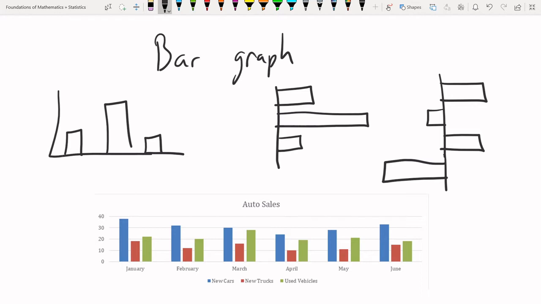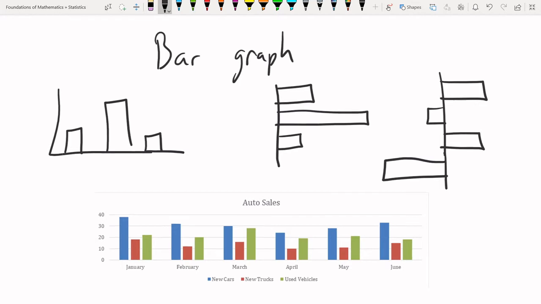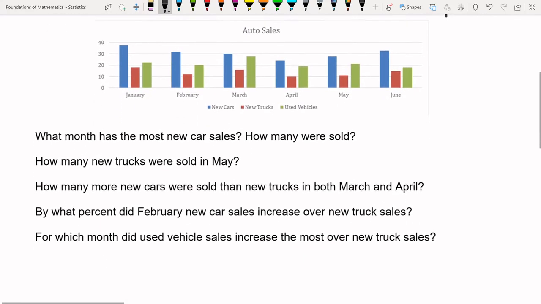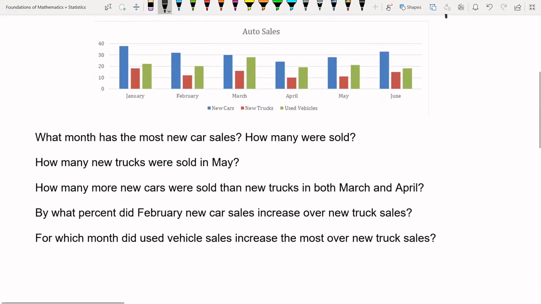But the one I have here is for auto sales, and I have some questions to answer on it. We're looking at auto sales of some company, and you can see the blue is new cars that are sold in each one of these months. The red is new trucks, and the green is used vehicles.